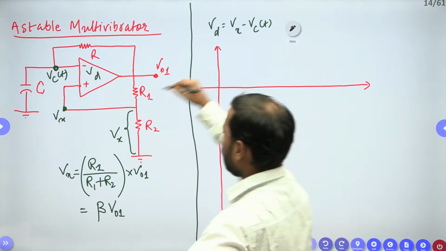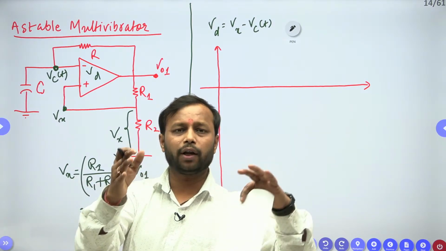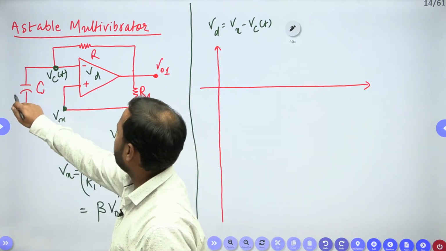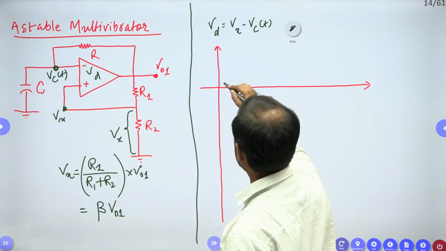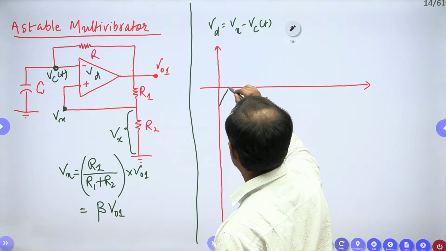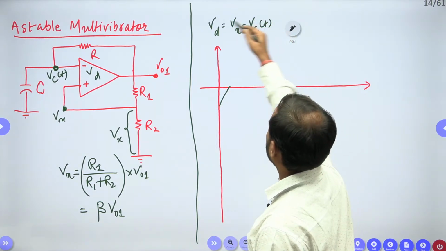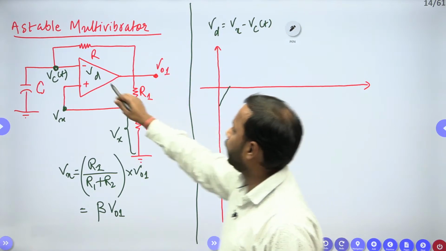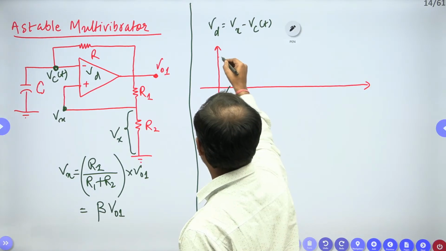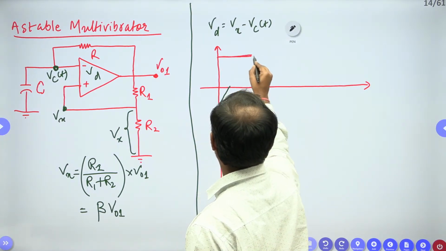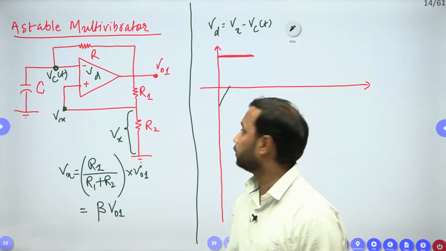Now, during the positive half cycle, or the first half cycle, this capacitor will charge through this resistor in this manner. If it is charging, then this Vd is greater than 0. Whenever your Vd is greater than 0, your output will be clamped to plus Vsat, like this.